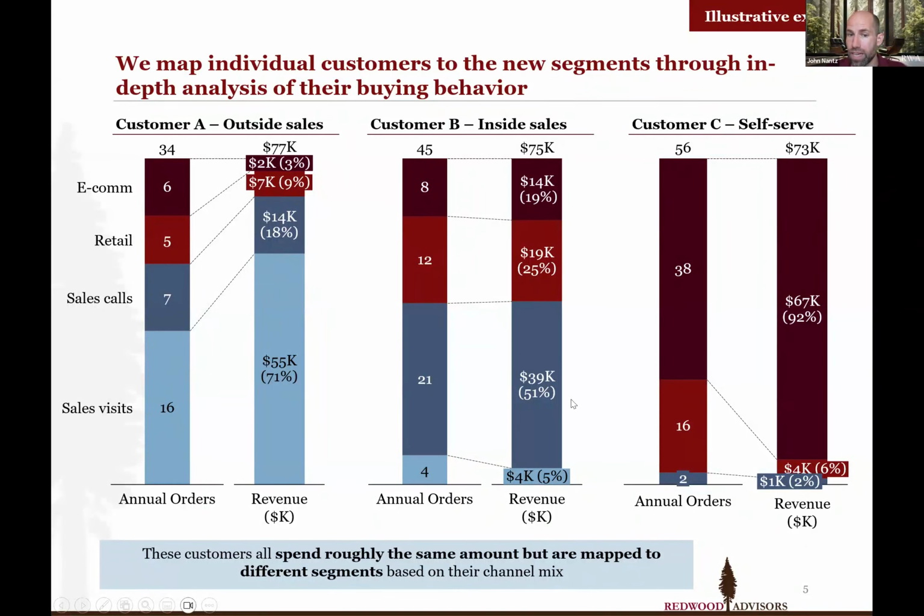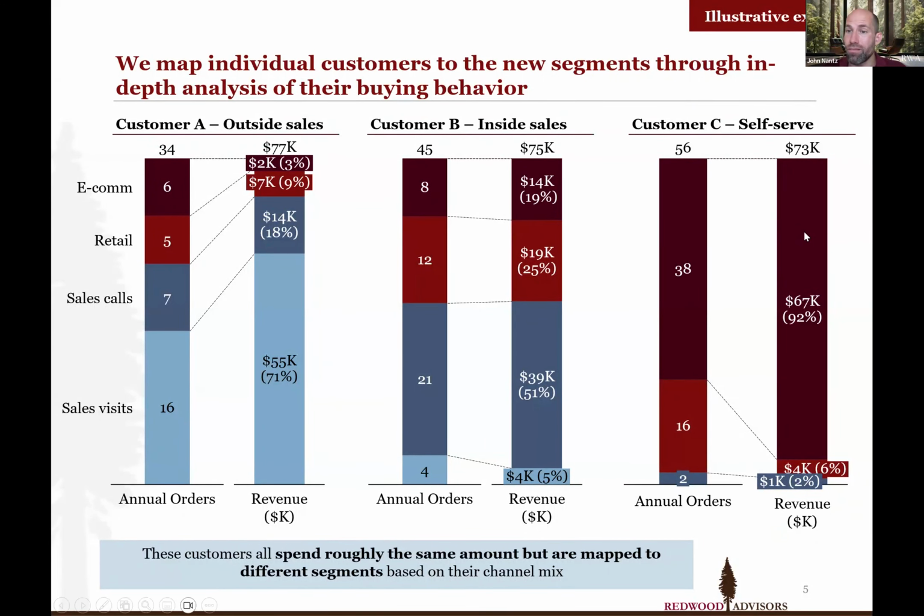Customer B, interestingly, had some sales visits, but they weren't really producing a ton of results. But they were getting a ton of results from their inside sales rep. They had an inside salesperson calling this customer, and that was generating really positive results. So in the model, we ended up recommending that this would be assigned to an inside sales rep as their primary relationship. And the third one was really interesting.